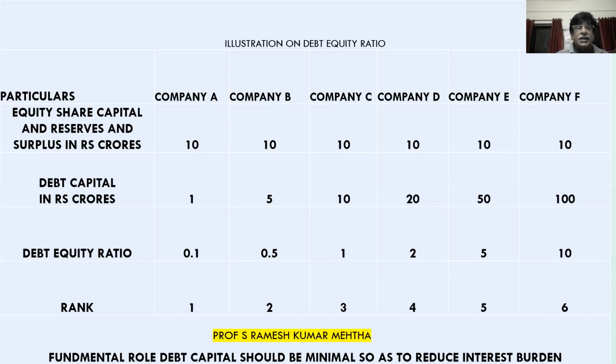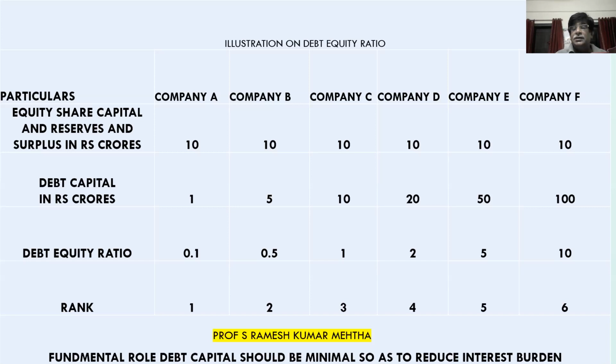Now let's calculate the debt equity ratio. In the first case, the equity is 10 and the debt is 1. That is 1 crore by 10 crores, which is 0.1. In the second case, it is 5 by 10, 0.5. In the third case, it is 1. In the fourth case, it is 2 is to 1. In the fifth case, Company E, 50 by 10 is 5 is to 1. And in the last case, 100 by 10, that is 10 is to 1.